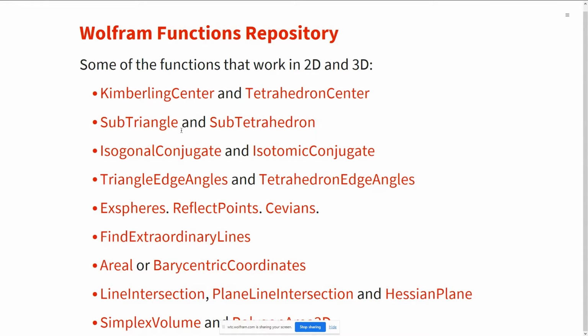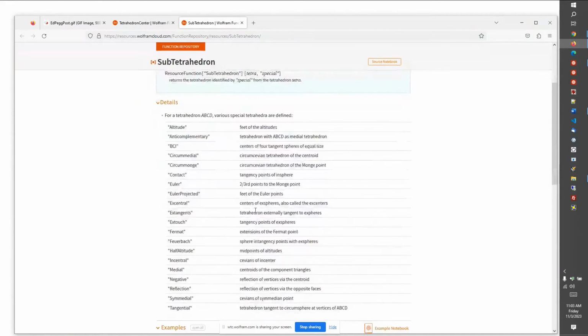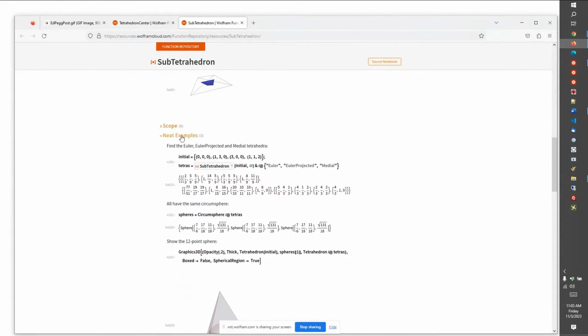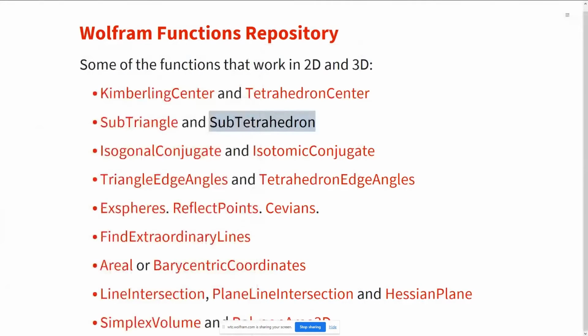Subtriangle and subtetrahedron: this one does special triangles based on a triangle. Subtetrahedron does special tetrahedra based on a tetrahedron. We'll discuss some of these. Isogonal conjugate flips, does a mirror based on the angle bisectors or the dihedral angle bisectors. Isotomic conjugate does a reflection based on medians. Triangle edge angles: if you know the edges of a triangle, you can find the angles. This does that automatically. Tetrahedron edge angles does the same thing.